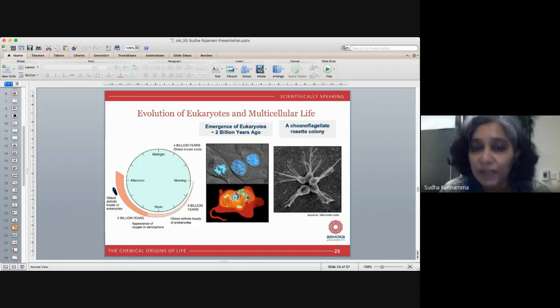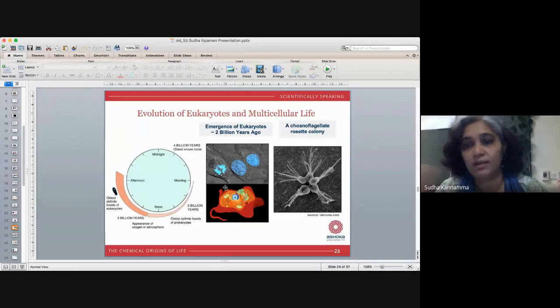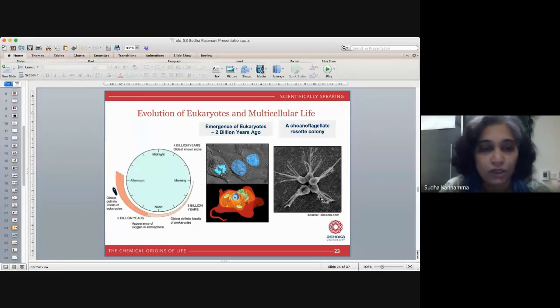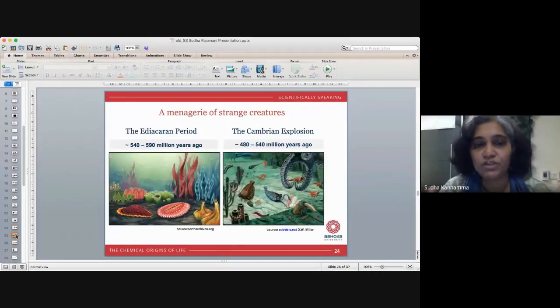These are more complex cells which have membrane-bound organelles, and that allows them to do a lot of other interesting things and have a lot of crosstalk between each other. And then here you see a choanoflagellate rosette colony where multiple cells are talking to each other. And at some point in time, there was emergence of multicellularity, and then we come to the space around 540 to 590 million years ago, which is called the Ediacaran period, where some of the most fascinating complex creatures are thought to have come about.